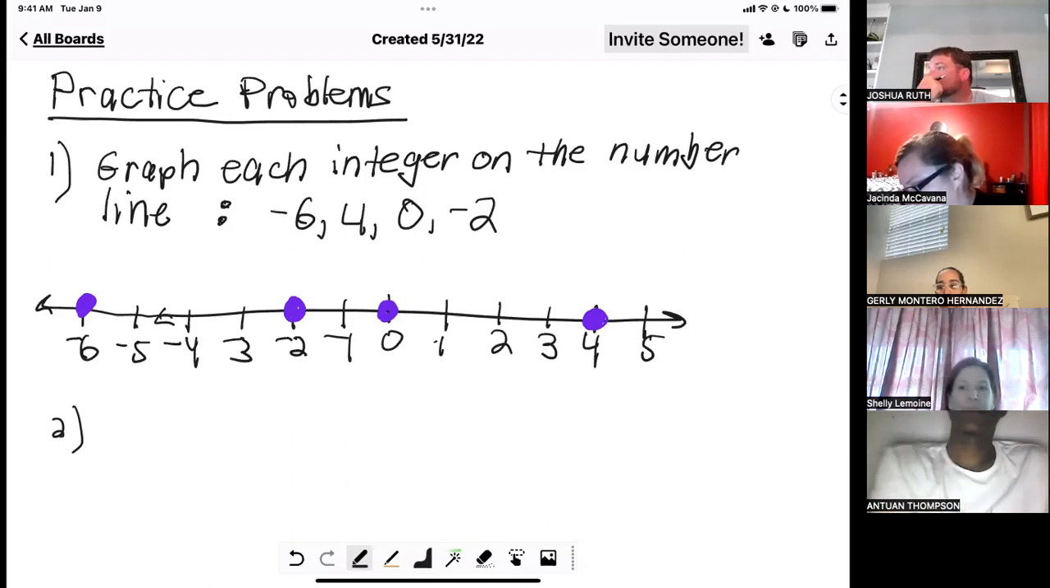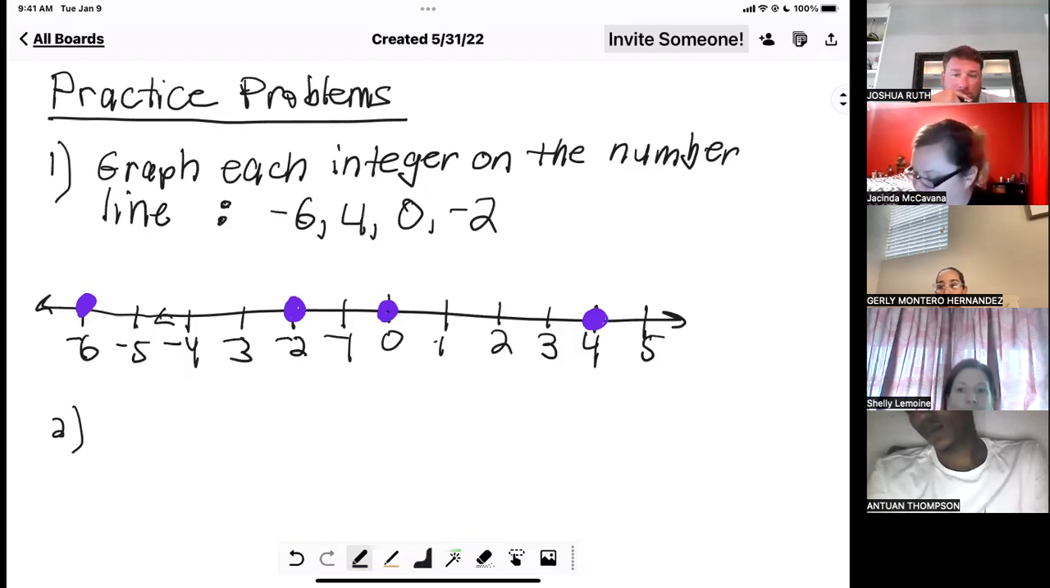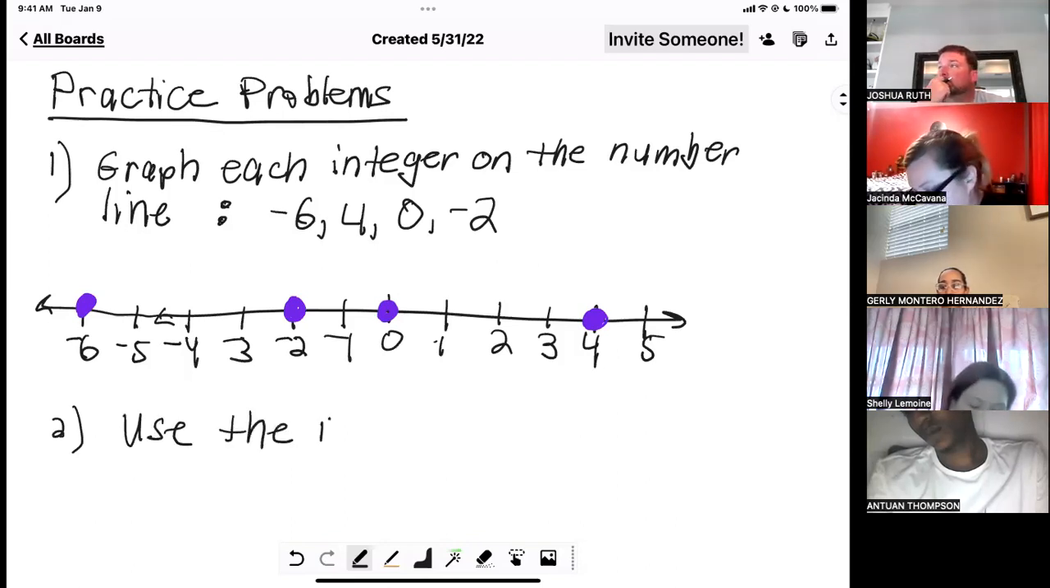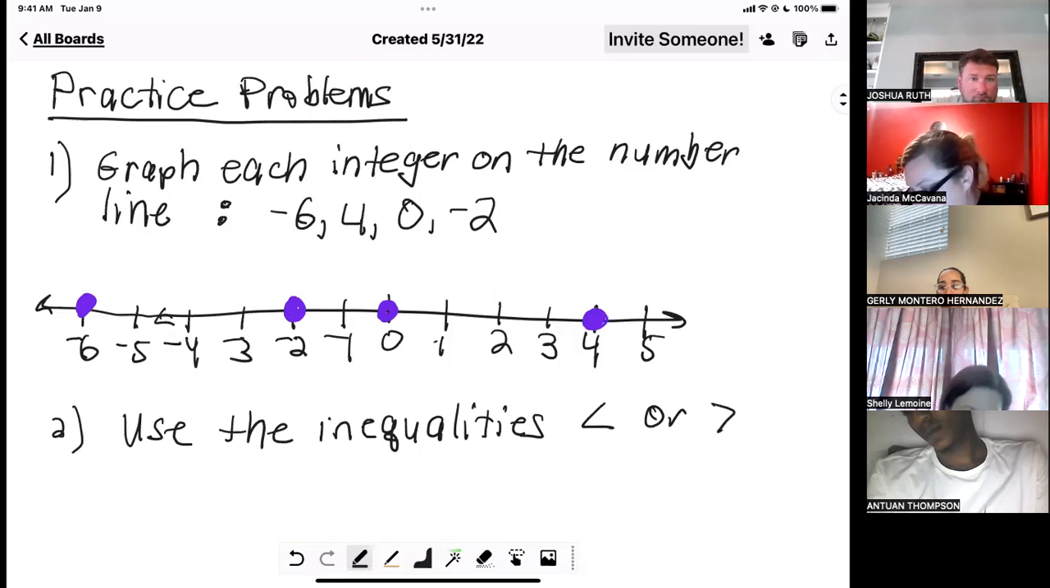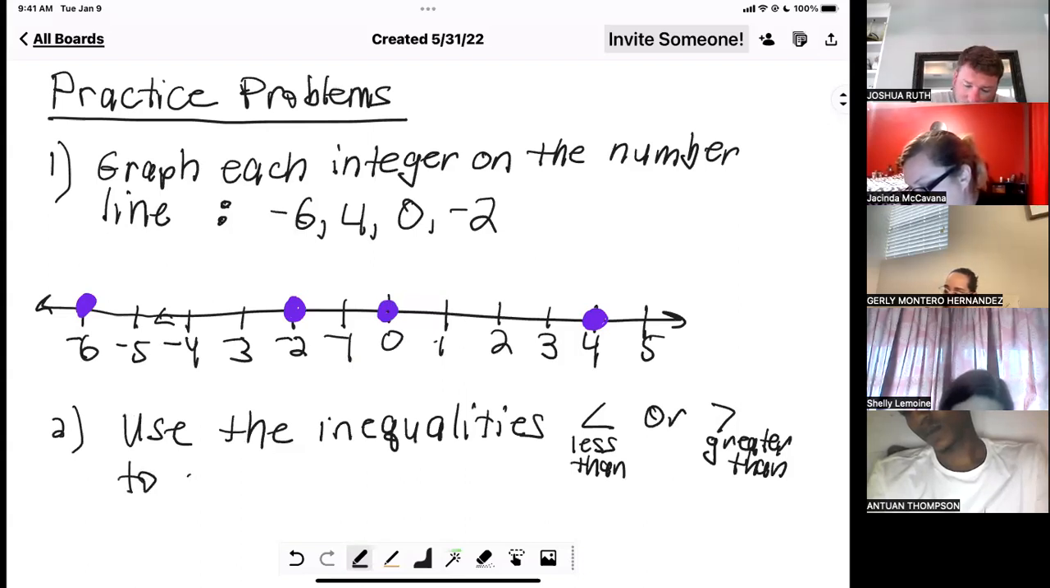Okay, something else that they will ask you too, and a great visual is a number line. Use the inequalities, less than or greater than. So this is less than. This is greater than. Just in case you forgot, to make each statement true.